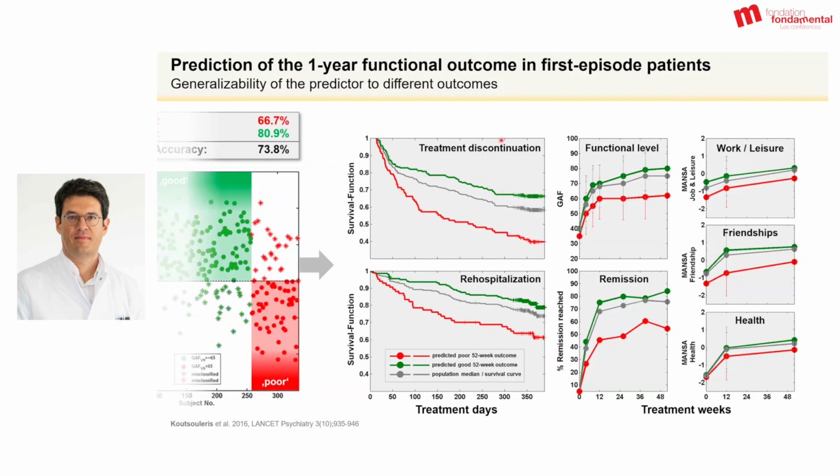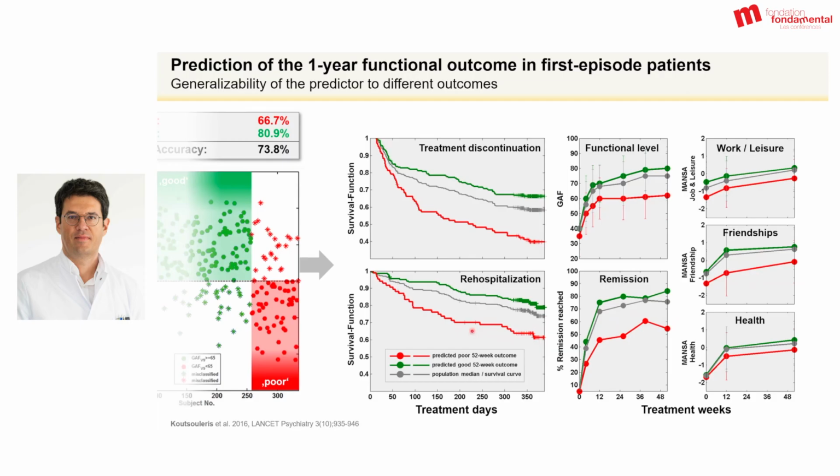So for example, treatment discontinuation. You see basically that the people who had been predicted with a poor outcome by the algorithm were much more likely to drop out of the study. They had, of course, a lower functional level. This was the primary endpoint of the analysis, but they had also poorer quality of life, as shown here across the work, leisure, friendships, and health domains.